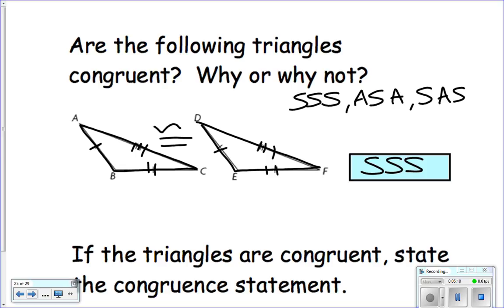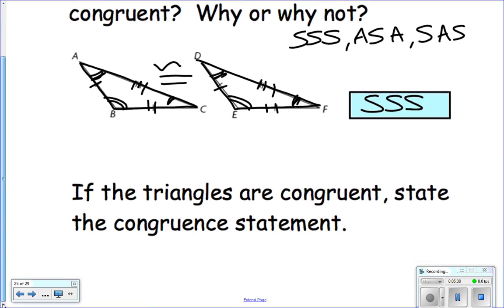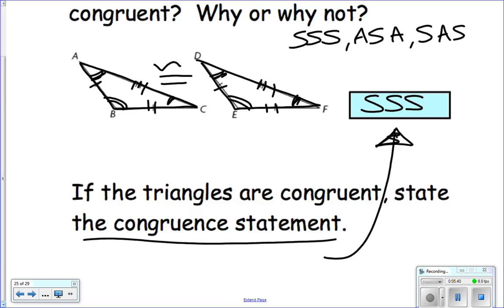Now, what does that mean? Well, if they are congruent, then right away I know that angle C must be equal to angle F, angle A must be equal to angle D, and angle B must be equal to angle E, which is kind of cool because you guys know in this learning guide we have to solve for angles. It's saying if the triangles are congruent, state the congruent statement. What that means is our congruent statement is this right here. That's our reasoning.